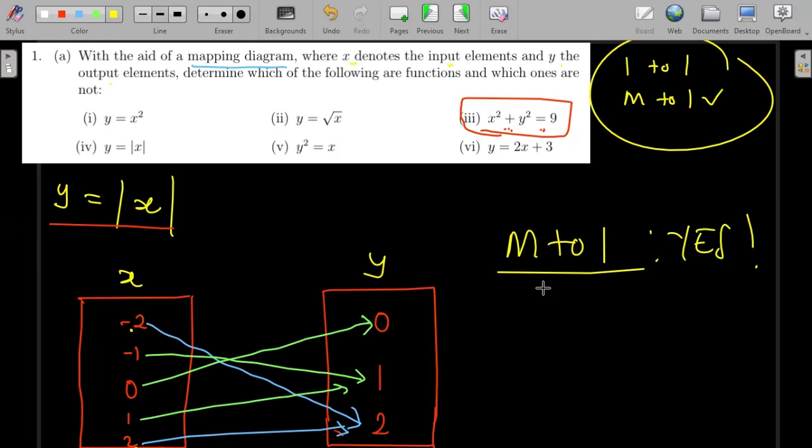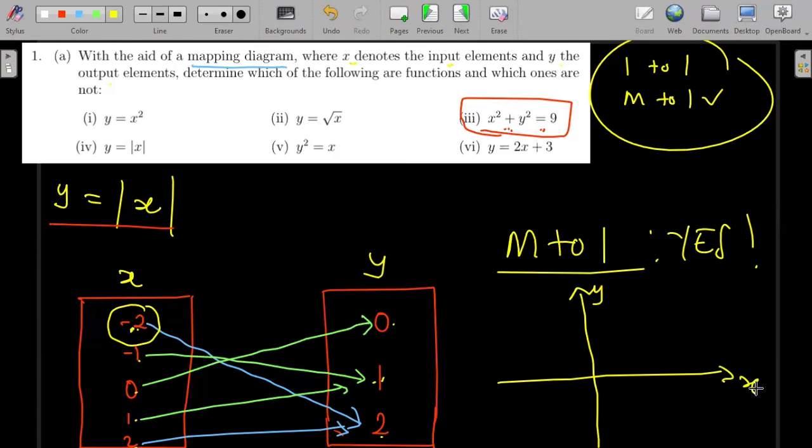Or if you don't want to consider that, just look at your mapping. I come at minus 2 here. Where is it mapped? It's only mapped to the 2. I come at minus 1. Where is it mapped? Only to the 1. 0, only to the 0. 1, only to the 1. So the outputs can be the same for different x elements, but as long as that x element is just being mapped to 1, we call it a function. So this is a function. When we draw that curve on the x-y plane, this is my y, this is my x, it will be a V on the origin like this.